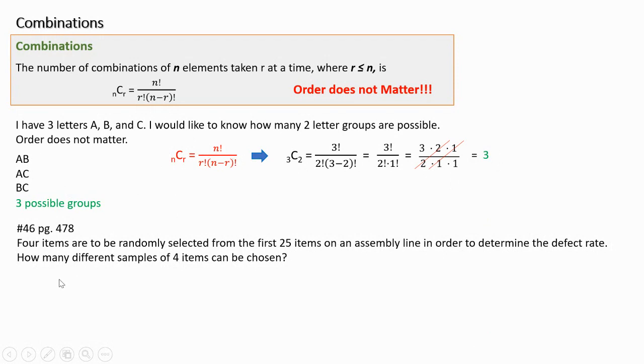Okay, now this is number 46. I think we're almost done. We need about 2 or 3 more examples. Number 46 on page 478. It says 4 items are to be randomly selected from the 25 items on an assembly line in order to determine the defect rate. How many different samples of 4 items can be chosen? So it's going to be 25 combination 4.